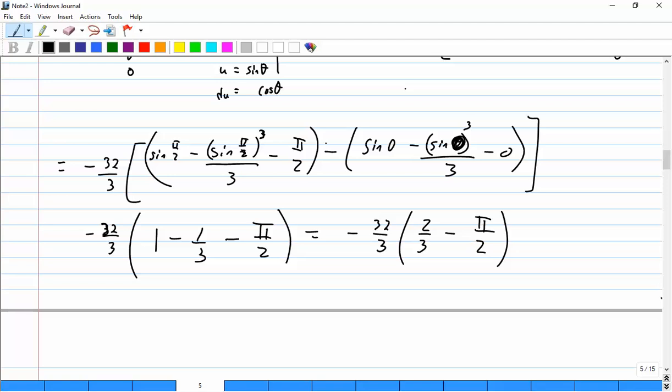I had somebody on my Cal 2 test that did the area between the two curves and gave me a negative answer. Remember, area and volume, we can't get negative answers. If we do, we mess something up.